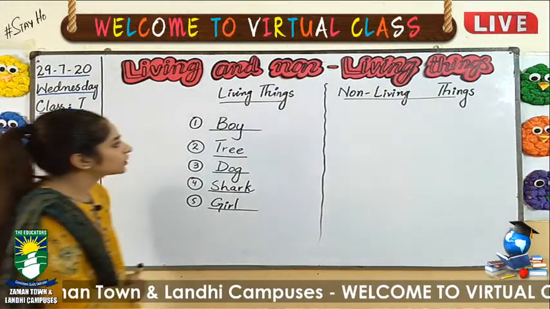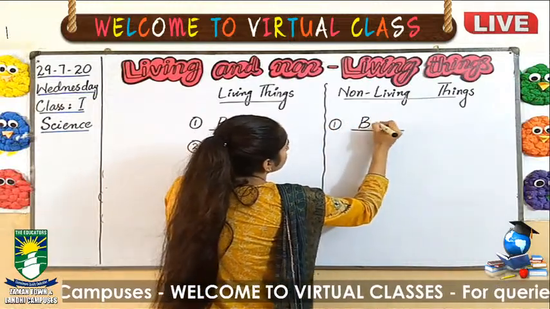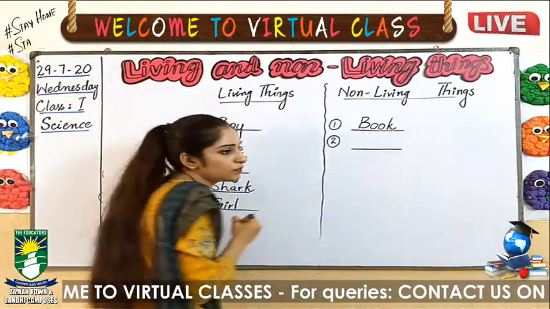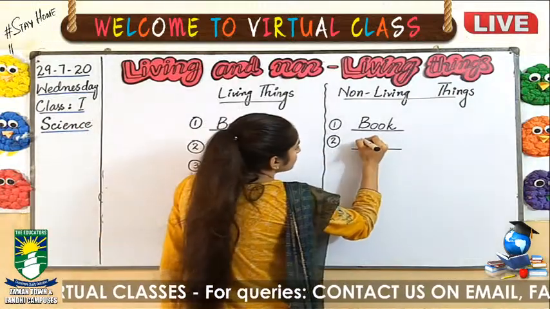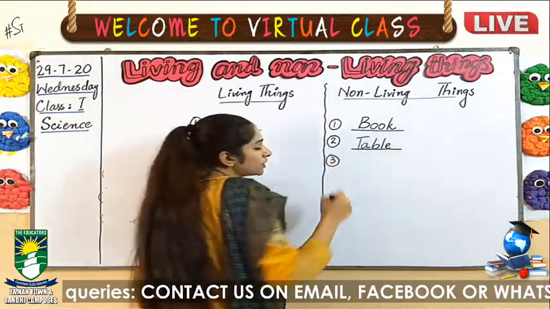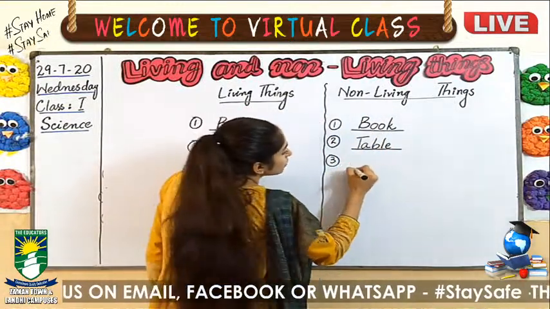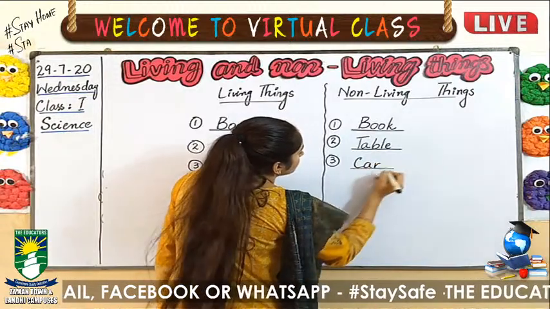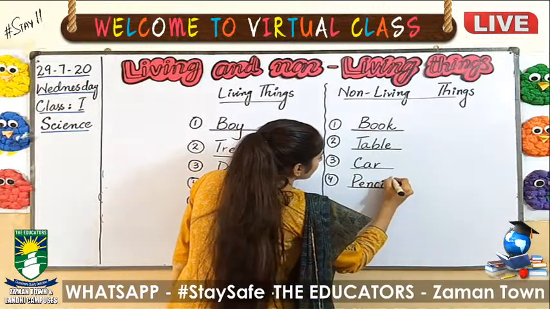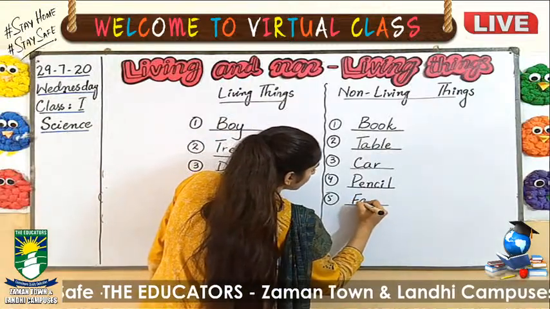Now let's start writing names of non-living things. Number 1, we can write the easiest example, a book. In the second one, we can write a table. Table is also a non-living thing. There are lots of examples of non-living things. When you look around you, you can see lots of things and you can write their names. Car is also a non-living thing. Number 4, a pencil is a non-living thing. Number 5, a fan is also a non-living thing.